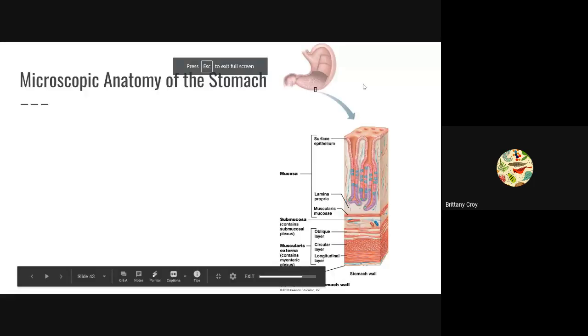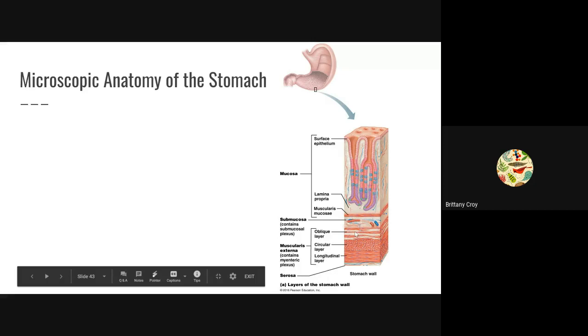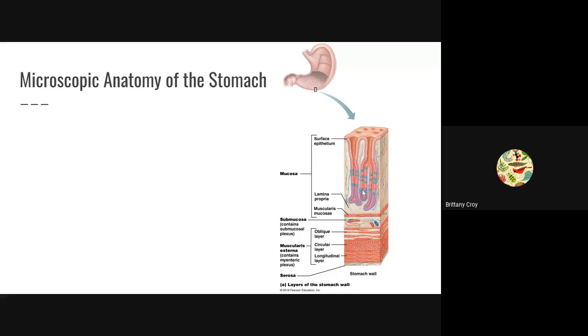Now we're going to take a look at the microscopic anatomy of the stomach. So if you can orient yourself to this diagram, we're zoomed into one small section of the stomach, and this whole layer right here is the mucosal layer. The submucosa, 3 layers of the muscularis externa, and serosa are on the outside. And now we're going to zoom in right here.